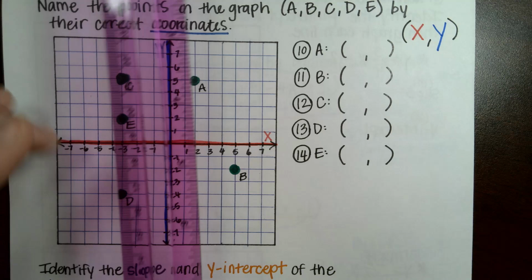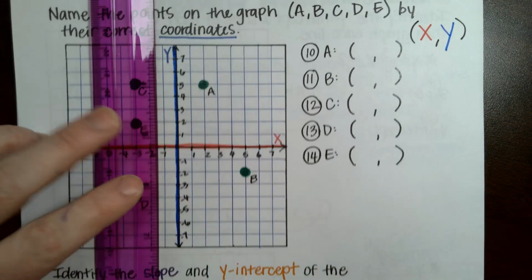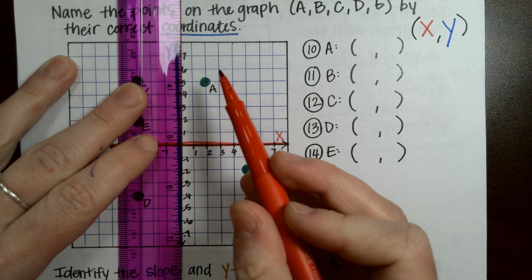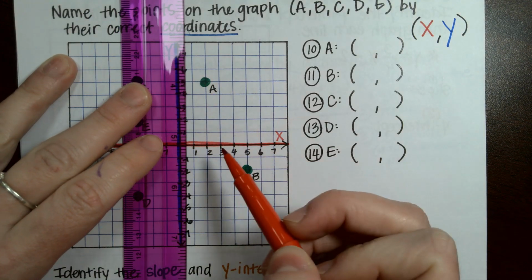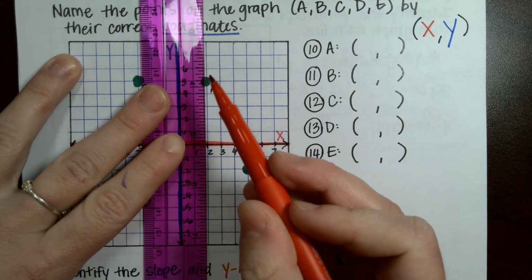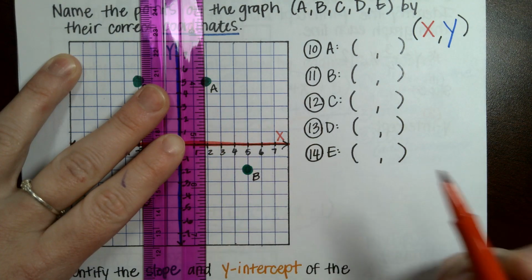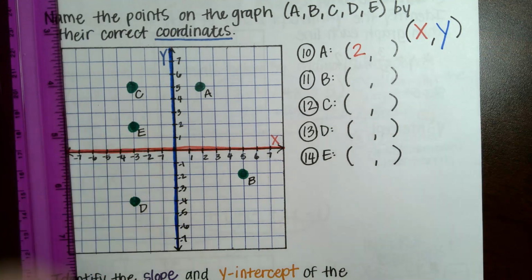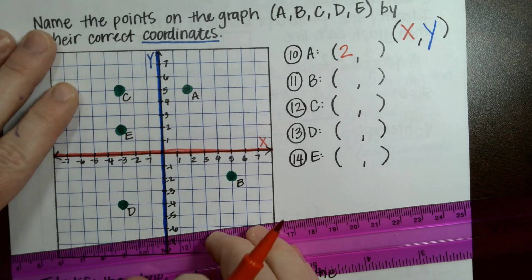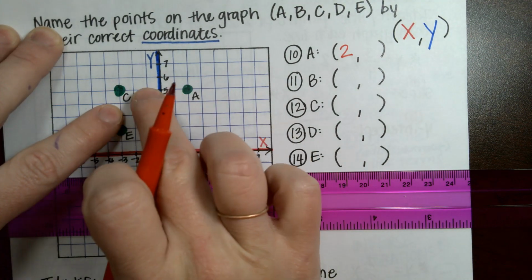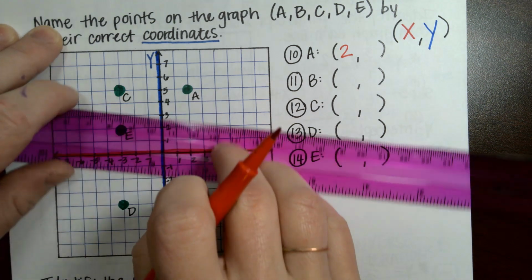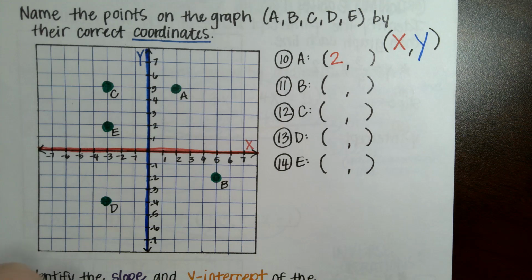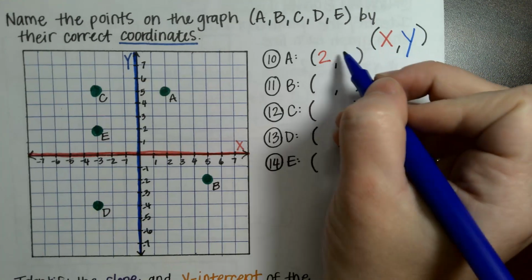Yeah, so guys, if I look at my x-axis, that's my red line here, my left to right, A goes over 1, 2. It lines up with 2 on the x-axis. So my x value for A is 2. And same thing with the y. A lines up with 5 on the y-axis. That's exactly where it is. Up 5. Yep, up 5. So our coordinate is 2, 5.